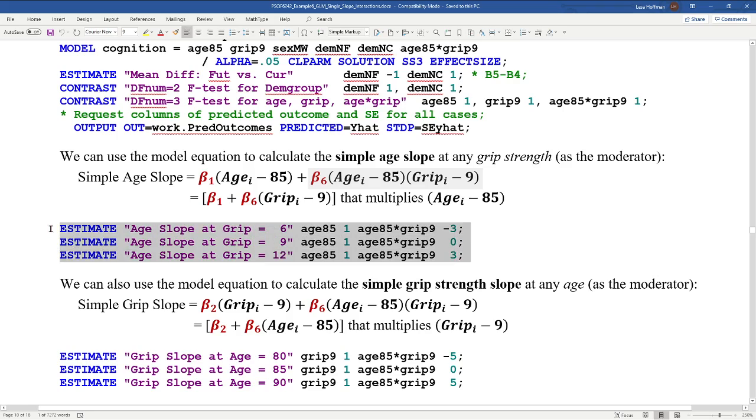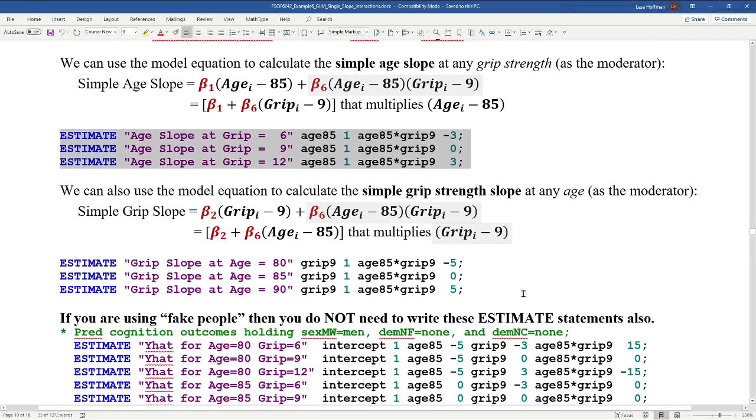So these values of grip as the moderator are arbitrary. I could have picked any value that I wanted. The idea is to try and help readers understand the pattern of the interaction, and one way to do that is to talk about what the effect of the predictor would be at low, medium, and high values of the moderator. So that's the strategy enacted here.